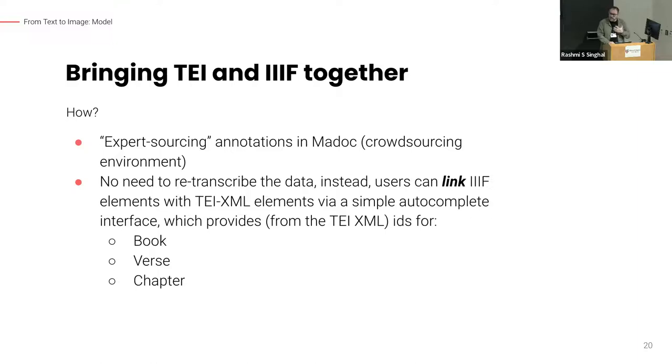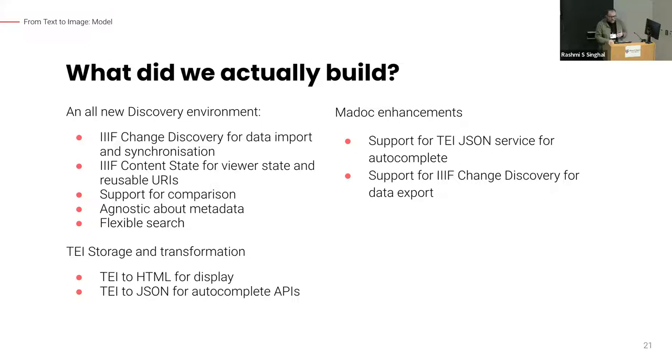So what do we build? Well, we built a discovery environment that uses change discovery to bring data in. We used the IIIF content state to initialize the viewer and make reusable URIs that can be seen in various places that would support comparison. We wanted it to be agnostic about metadata. We didn't know what the metadata would be attached to these IIIF resources. It could come from anywhere. And we also wanted search to be flexible. We wanted to be able to find things irrespective of the format that the metadata was in those particular things.